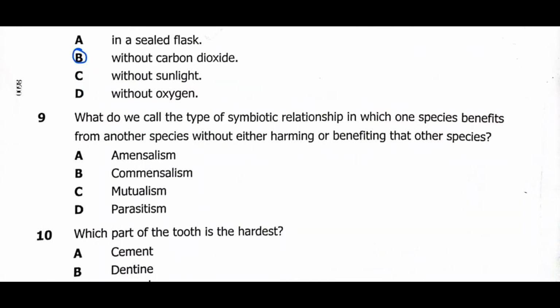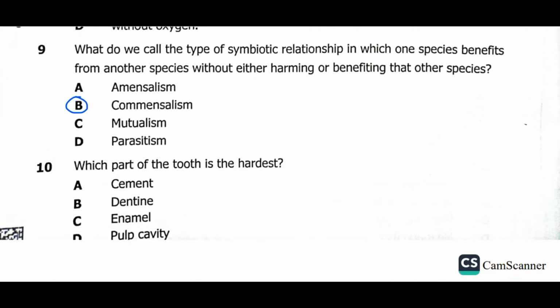Then we move on to question 9. What do we call the type of symbiotic relationship in which one species benefits from another species without either harming or benefiting that other species? So we have amensalism. This one is where one benefits and the other one is affected. So the answer is commensalism, where one benefits but it doesn't cause any harm. Which part of the tooth is the hardest? So we know that this is the enamel.